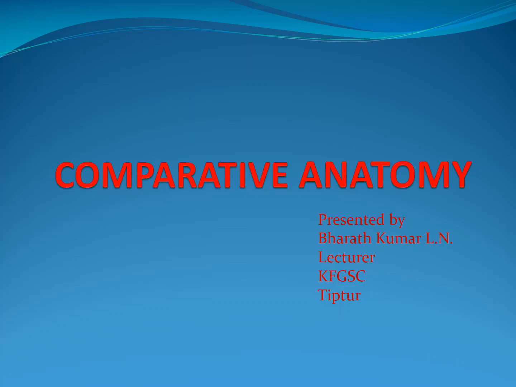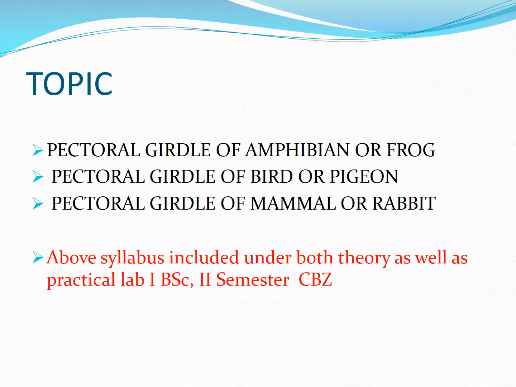Today, I am going to discuss a comparative account of the pectoral girdle of amphibian, bird, and mammal under the unit comparative anatomy. The topics are the pectoral girdle of amphibian or frog, pectoral girdle of bird or pigeon, and pectoral girdle of mammal or rabbit, which are the same for practical as well as theory.